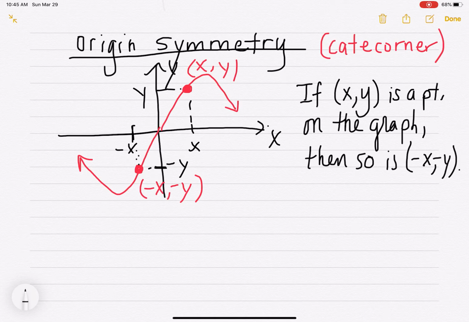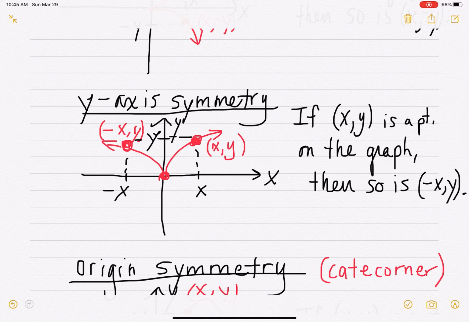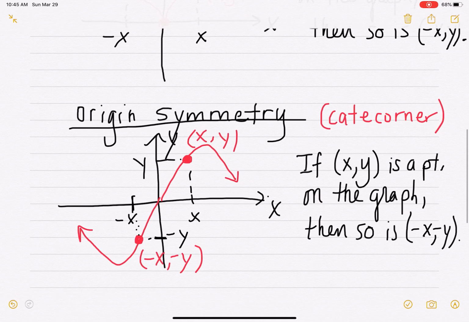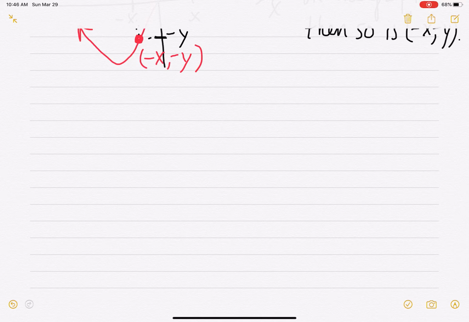Yeah, so here we have three types of symmetry, right? We have x-axis, y-axis, and origin. And we want to keep those three facts in mind. For x-axis, if xy is there, x negative y is there. For y-axis, if xy is there, then negative x comma y is there. And for this origin type, this catacorner type, if xy is there, then negative x, negative y is there. Very important. Let's see if we can identify three types of symmetry just from looking at pictures.